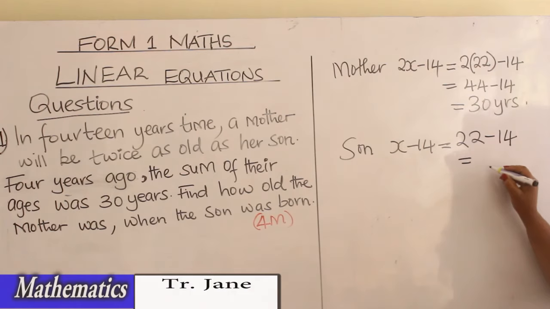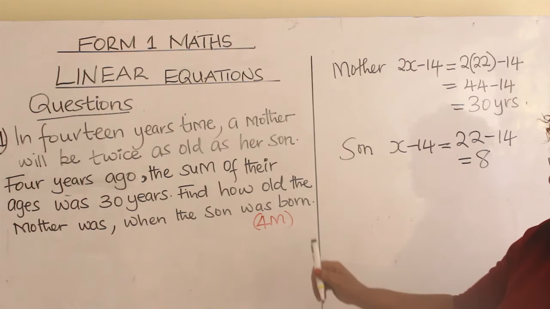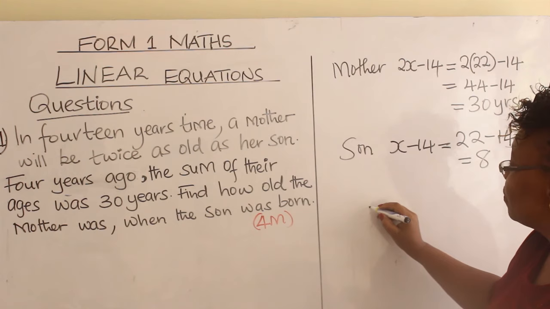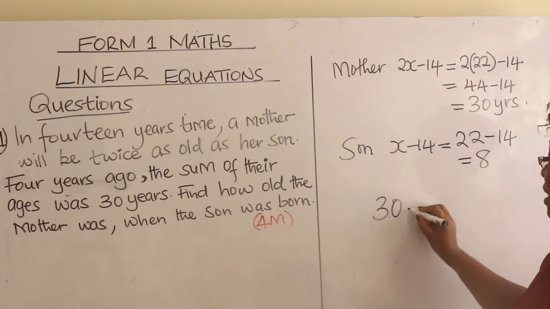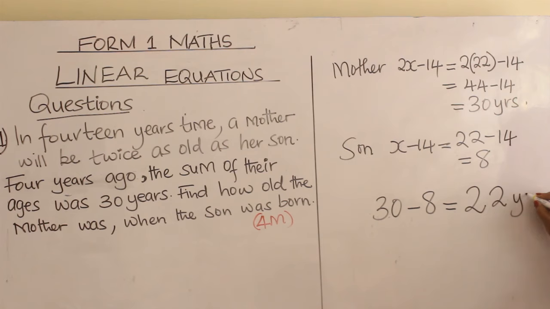So, find how old the mother was when the son was born. The age difference, how do you get it? You just subtract. You take the age of the mother today and subtract that of the son, and therefore you should get 22 years old. When the son was born, the mother was 22 years old.